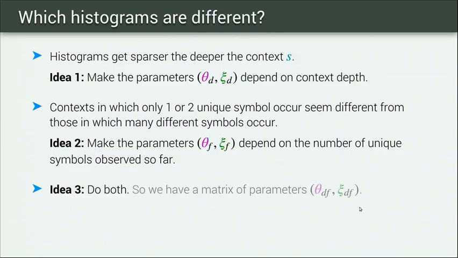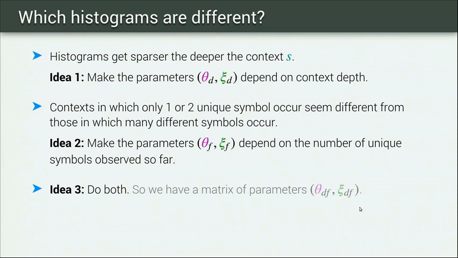And perhaps one thing that we also believe is that some histograms are really different from others. So for example, you could imagine that at the beginning of a sentence, you have a very different distribution over characters than, say, in the middle of a word. Maybe we can infer which of these situations is the case and do the right thing. So how can we do that?